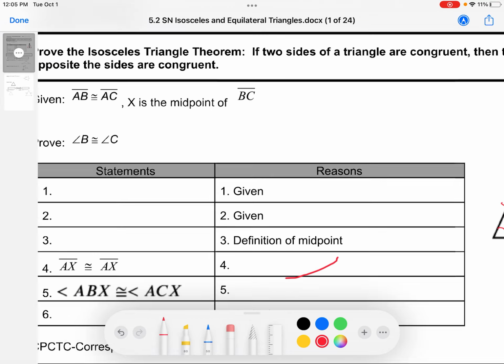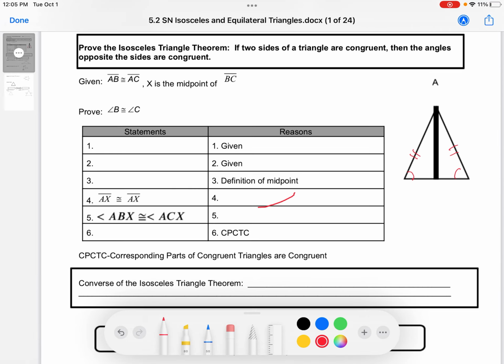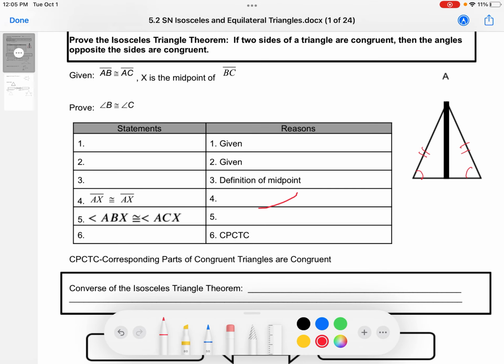Okay, so I'm going to go through this proof, and as you remember, anytime you have a proof, you do the givens first. So this one is that AB is congruent to AC. That's a given. And also that X is the midpoint of BC. Those are both given, so that's what I write down first.